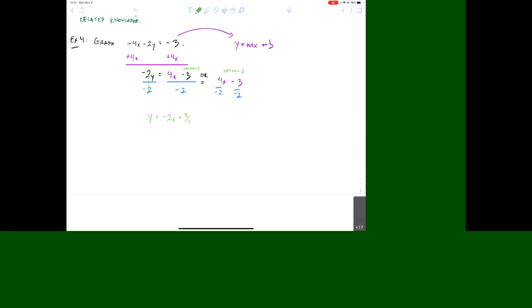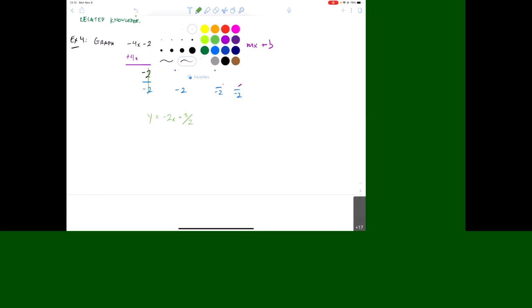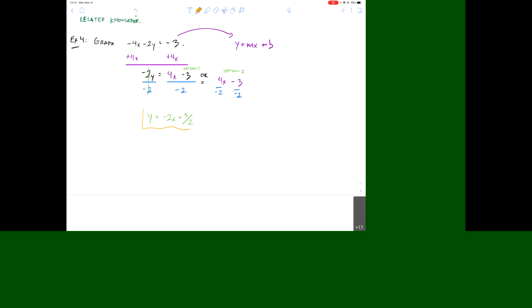But what is 3 halves, really? Three halves is 1 and a... what's 3 halves? Isn't it 1 1/2? Yep, 1.5, right? 1 1/2, or 1.5, however you want to think of it.